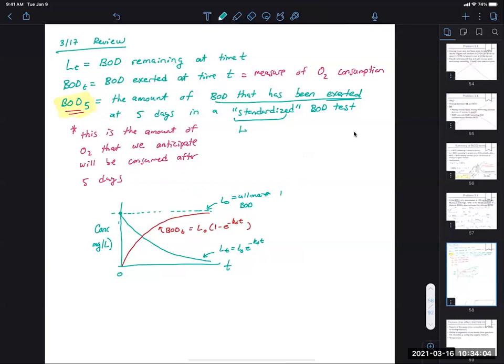So the standardized conditions are 20 degrees C in the dark. And there are certain requirements. We must have a change in dissolved oxygen greater than or equal to 2 milligrams per liter. And the DO at the end must be greater than 1.0 milligram per liter. And this relates to the sensitivity of the measurement.